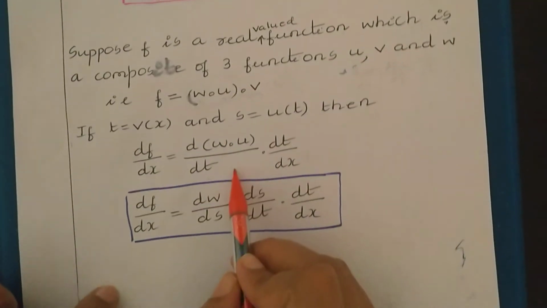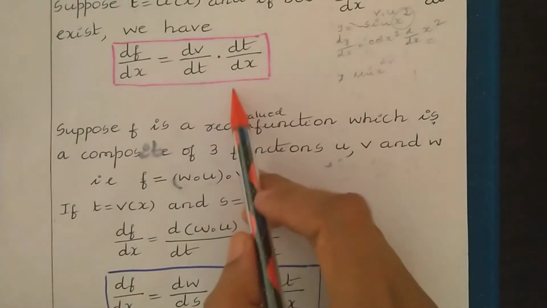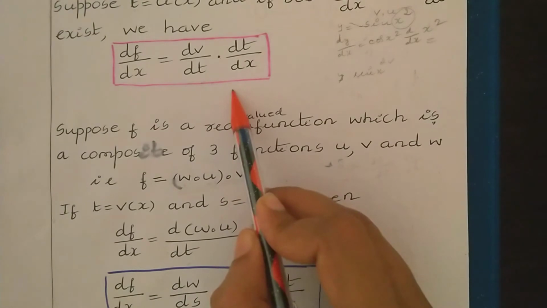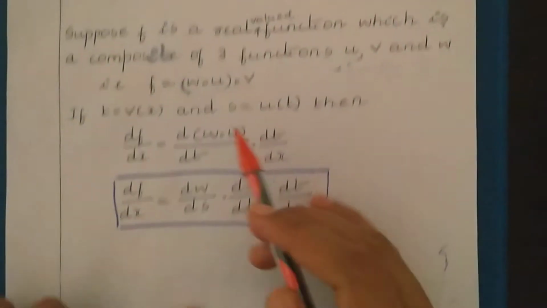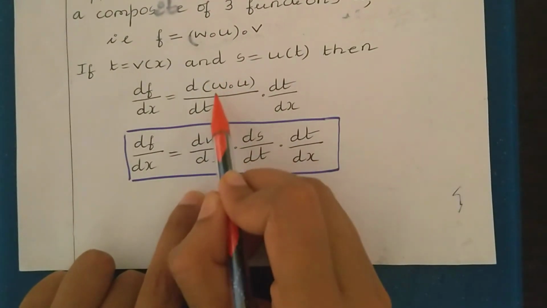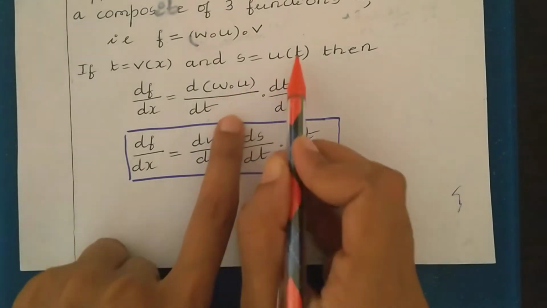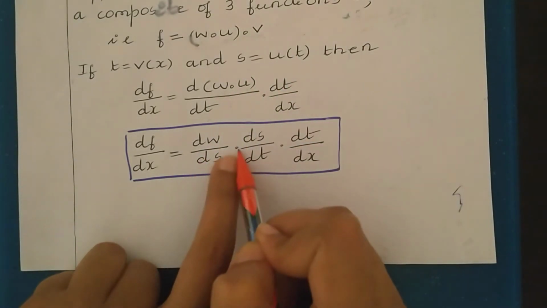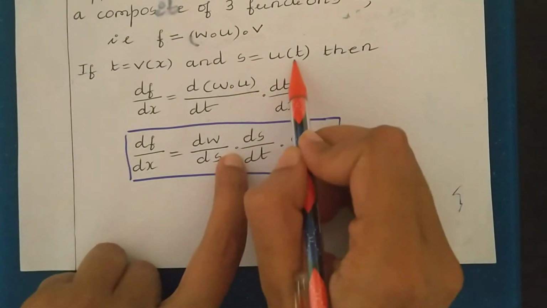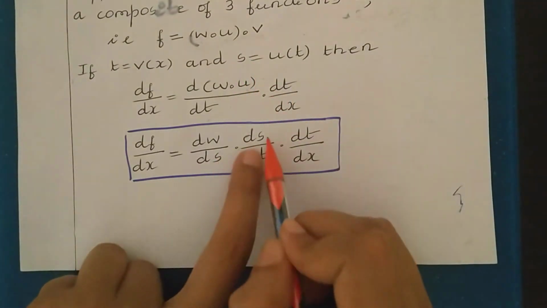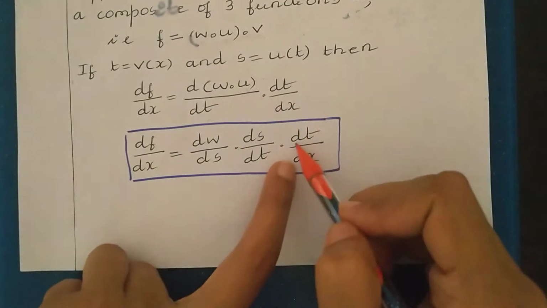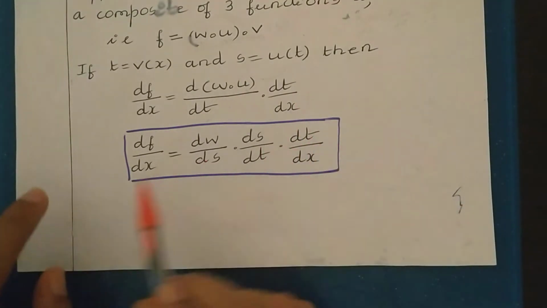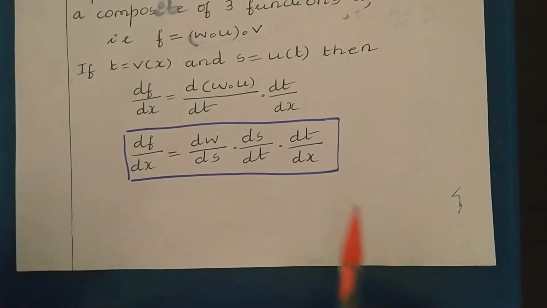Next, again you can write this by applying the chain rule a second time. You can split and write this as follows. Now we have to differentiate w with respect to u, and this u is equal to s. So dw divided by ds. Next we have to differentiate u, but this is equivalent to s, so ds divided by dt. Then we have dt by dx. So in this way you can differentiate the composite function by applying the chain rule.